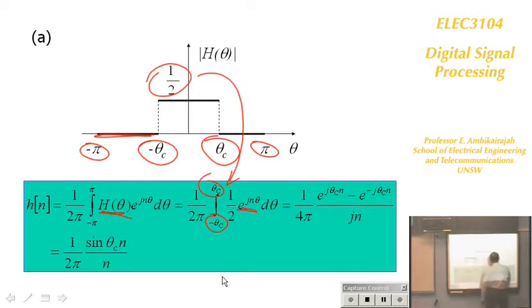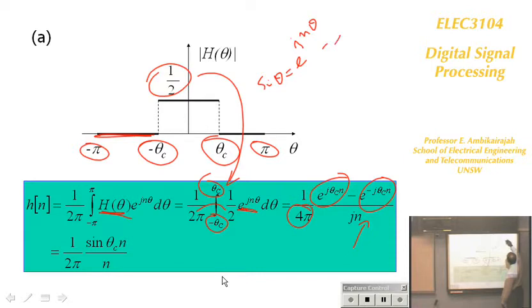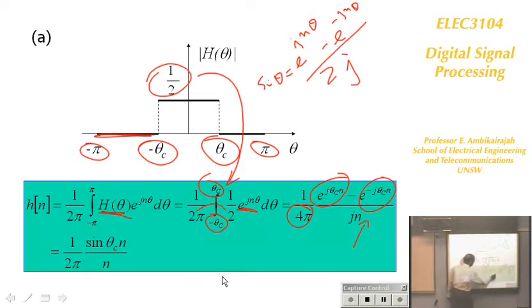If you integrate this, 1 over 2 comes out, that will be 4 pi, and that gives you one term plus the other. From here you can say this is like a sine formula. Sine theta is equal to e to the j theta minus e to the minus j theta over 2j, from Euler's formula. We have done that before, so we can use that formula here. When you do that, you can take one of the 2 here and move one of the n out, so you get 1 over 2 pi n, sine of n theta c.